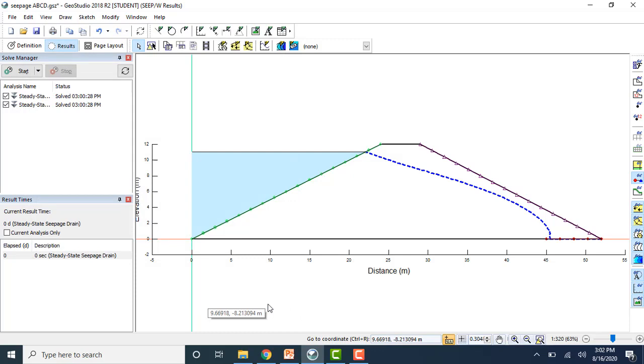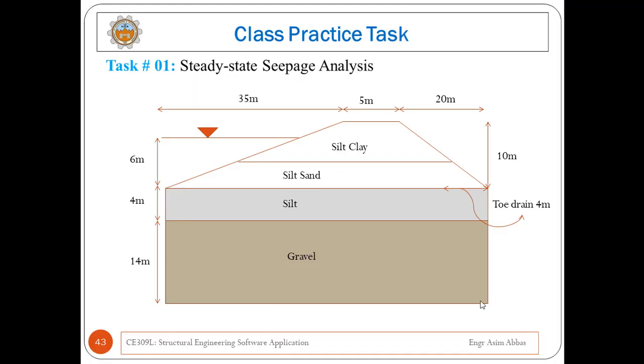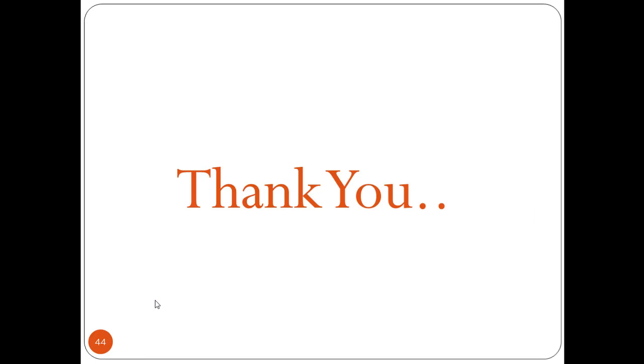So this is all about the example of seepage analysis by using the SEEP/W feature of GeoStudio. Now, class practice task: perform steady state seepage analysis for the embankment given in this slide, right? And the different materials and the other dimensions, properties or values are given. So thank you so much. This is all about lecture number 15.